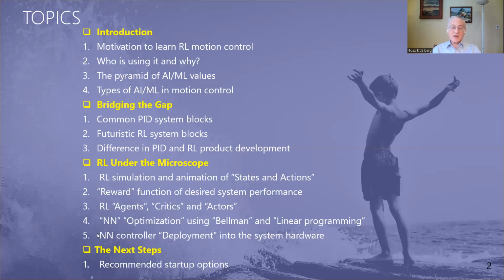And then we'll see how we deploy the hundreds of neural network parameters, not like PID, which has 3 tuned parameters. These are hundreds of optimized neural network parameters deployed into the real system hardware. We'll finish the course by taking a look at some possibilities of the next step using reinforcement learning motion control, and hopefully we'll get some value in doing that in the future.